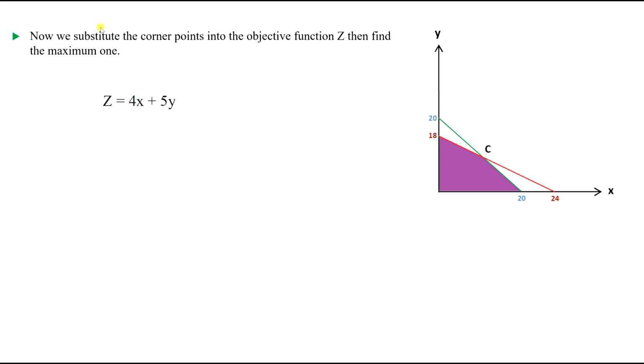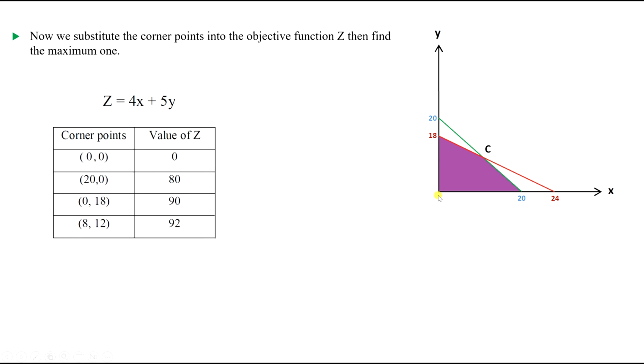Our objective function is z equal to 4x plus 5y. By substituting 0 and 0, 20 and 0, 0 and 18, and 8 and 12: 0 and 0 gives us 0, 20 and 0 gives us 80, 0 and 18 gives us 90, and 8 and 12 gives us 92. So as you can see, this point gives us the maximum value of the objective function.